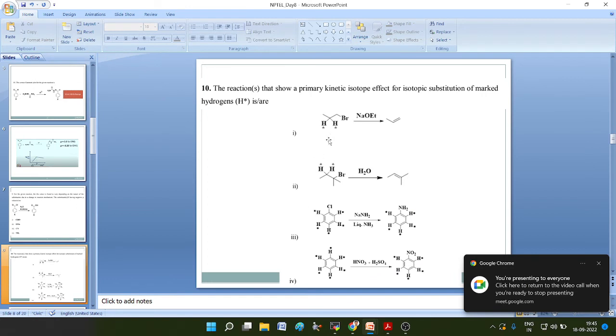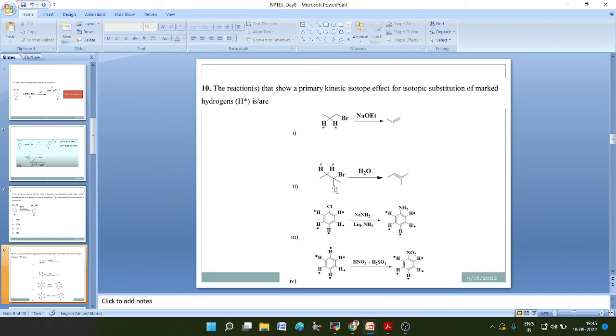Which reaction shows primary kinetic isotope effect? And if you answer, just try to say because of this, because of that. And all these mechanisms I have shown actually. In the last class, I talked about this third reaction, benzene, the aromatic electrophilic substitution. I have talked about it a lot. First is elimination, second is also elimination.